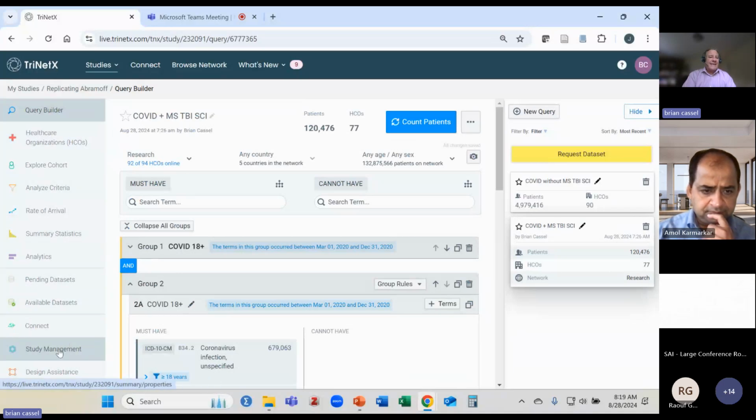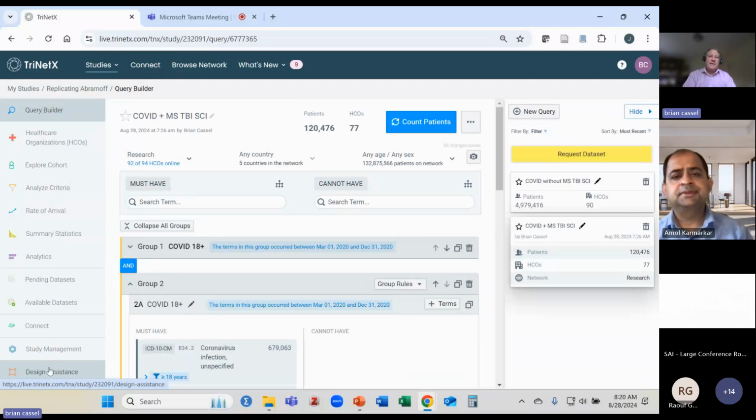So remember, there's the design assistance button here. If you want to reach out to the tech staff at TriNetX and say, is this still the way that you would set up a COVID cohort? Or I want to make sure that I'm getting that logic correct for not having traumatic brain injury, et cetera, in relation to COVID. Did I set that up right?